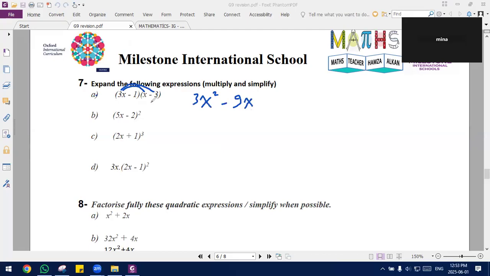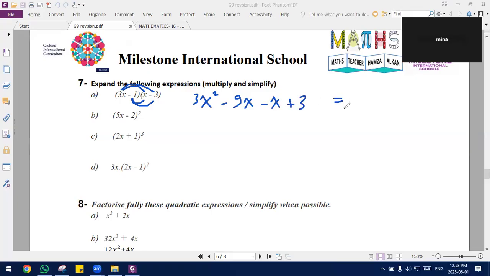Okay. Now we finished from 3x. Now minus 1 times x. Minus 1x. So minus x. And then minus 1 times 3, which is 3. So it's plus 3.